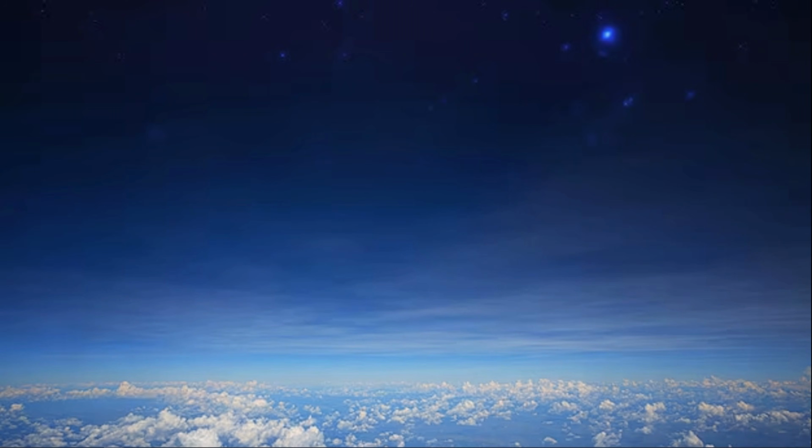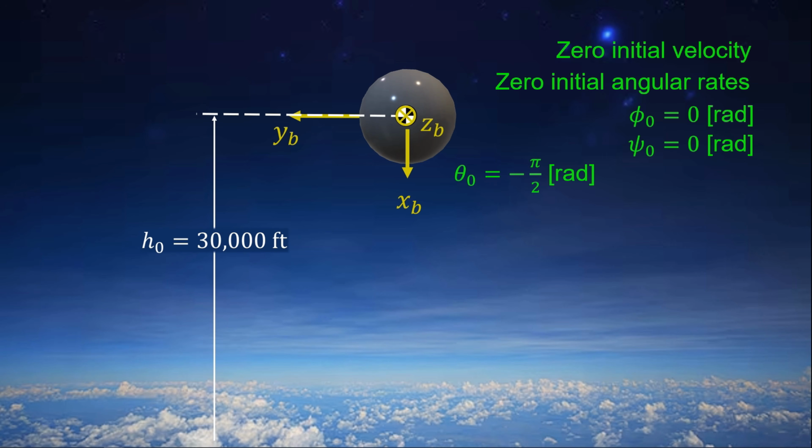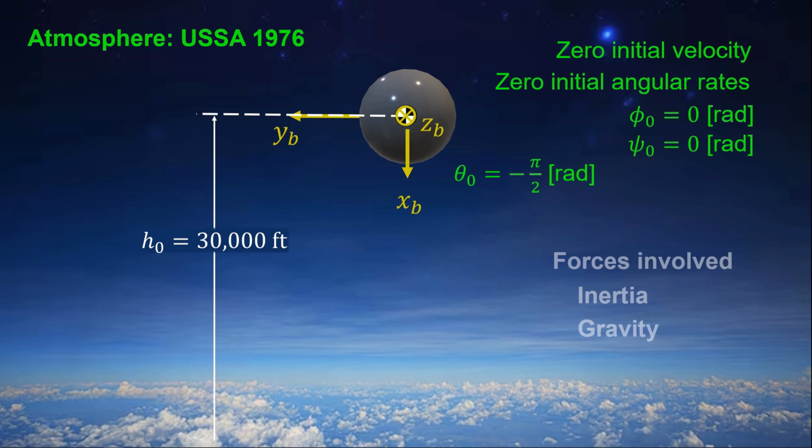In atmospheric case 1, a 6-inch diameter sphere is dropped from 30,000 feet with the x-axis pointed down. The sphere was initially still with 0 velocity and angular rates. The standard atmosphere 76 model is used. The forces involved are inertia and gravity. This case will check gravitational and atmospheric models and the U velocity state equation. The simulation time is 30 seconds.